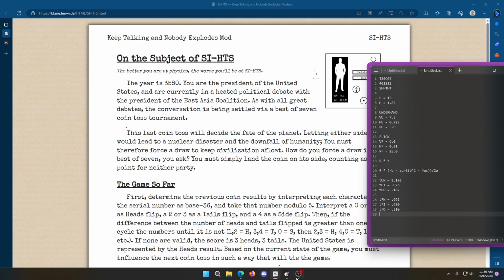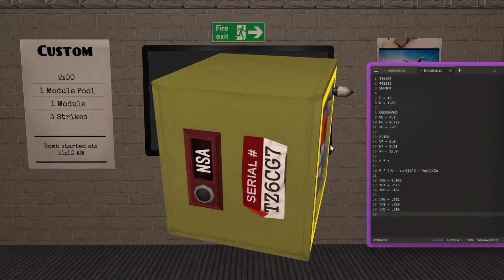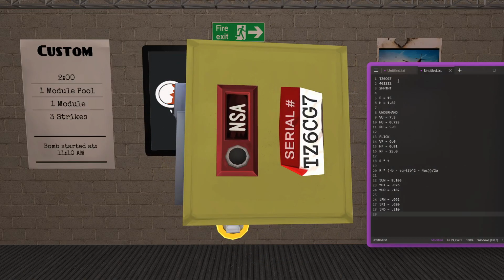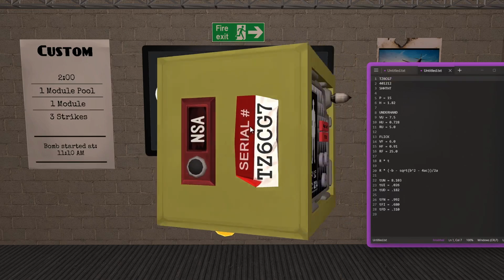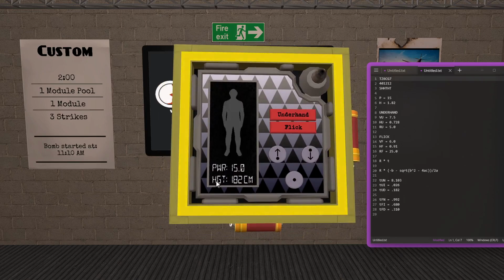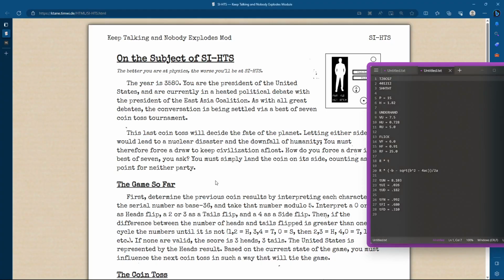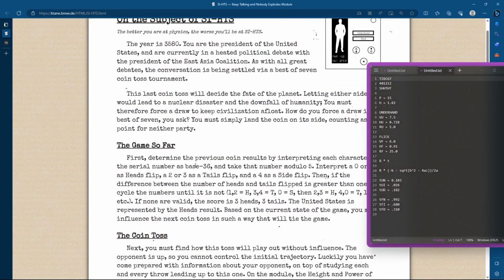So if we look at our bomb, there's our serial number. So I put it at the top. This is the only edge work you need for the mod. So using the edge work, let's go back to the manual to see what we do with it. We're going to turn it to base 36 and take it modulo 5.